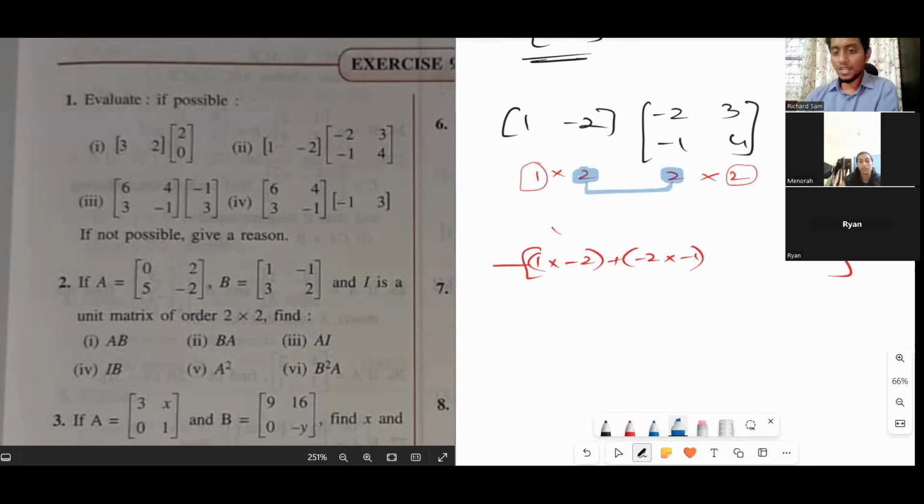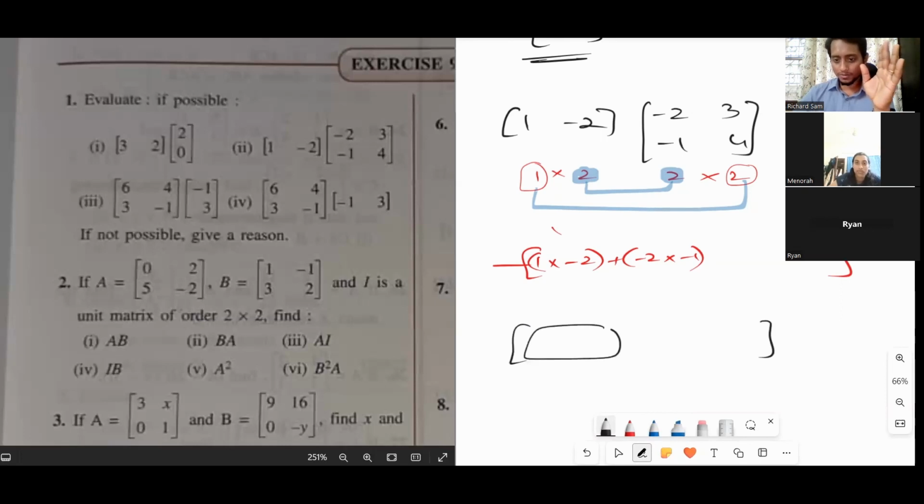Then the second set of numbers, that is this 1 by 2, will be the answer. Your answer will be of the order 1 by 2. These red which I circled. Which means your answer will have 1 row and 2 columns. So your resultant matrix will look something like this. Two answers. 1 by 2. 1 row with 2 columns.